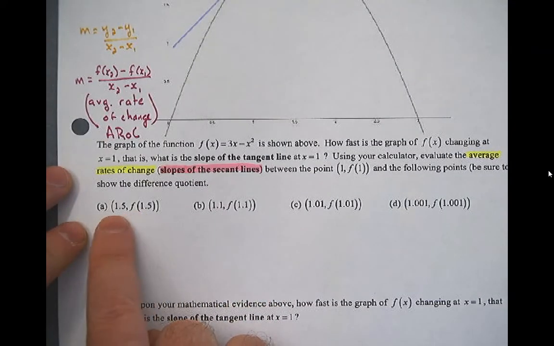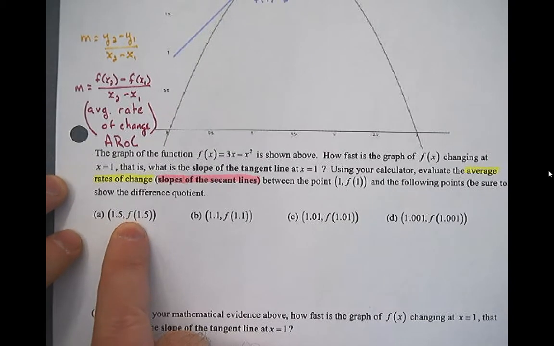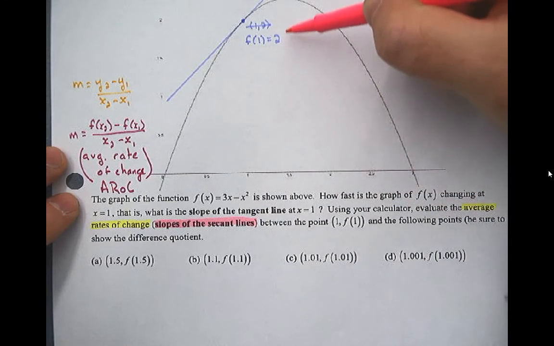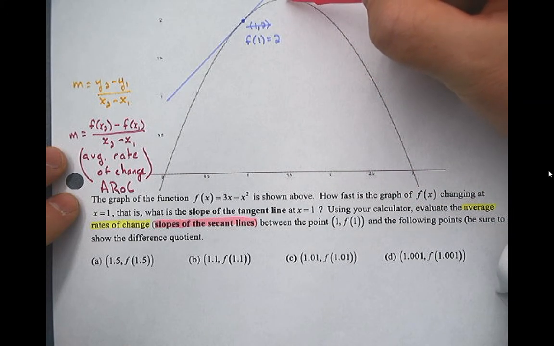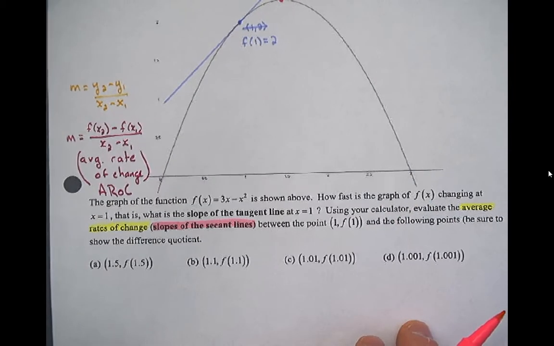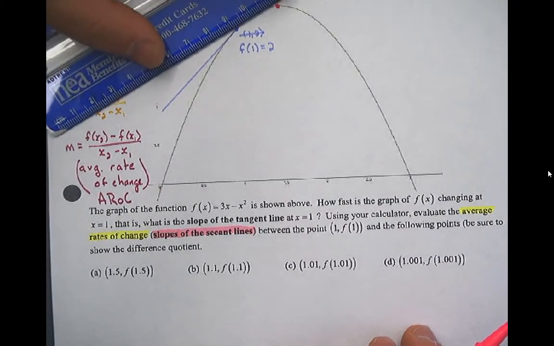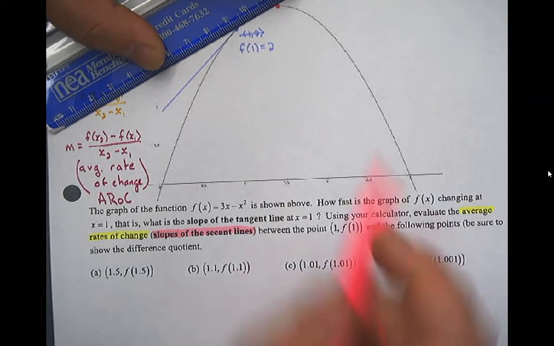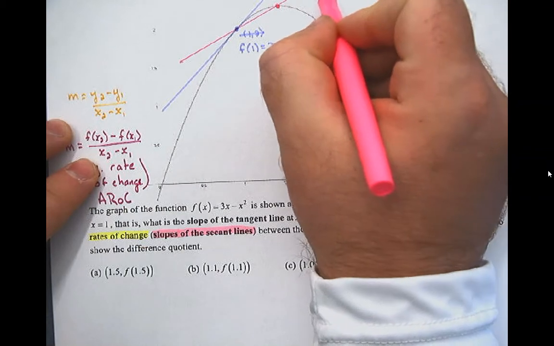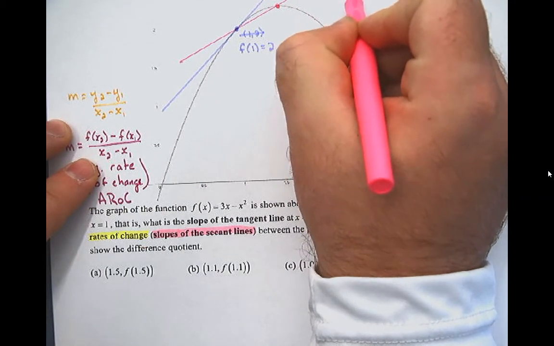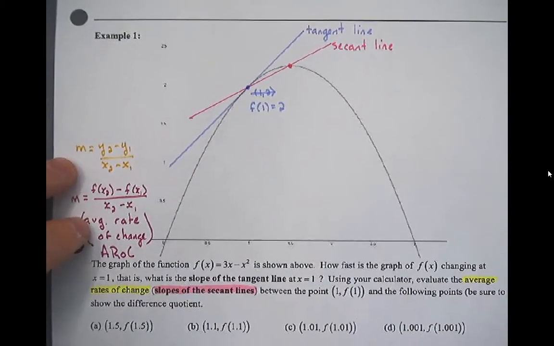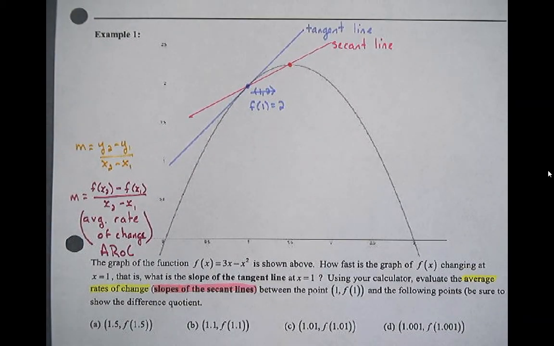We're supposed to calculate the slope between 1, f of 1 equals 2, between that point and these points down here. So at 1.5, f of 1.5, so let's see, 1.5, track up here. I'm going to say it's probably the vertex. I play connect the dots. What's this thing called again? This is called a secant line. So let's calculate that slope now.